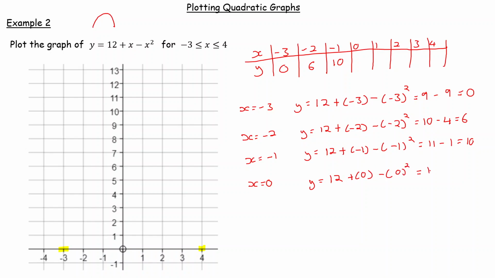So I've got 12, add 0, which is just 0, take away 0 squared is just 0, so it's just going to be 12. So when x is equal to 0, y is 12. And we keep going. Right, when x is 1, hopefully we're getting the pattern now. We get y is equal to 12 plus x.